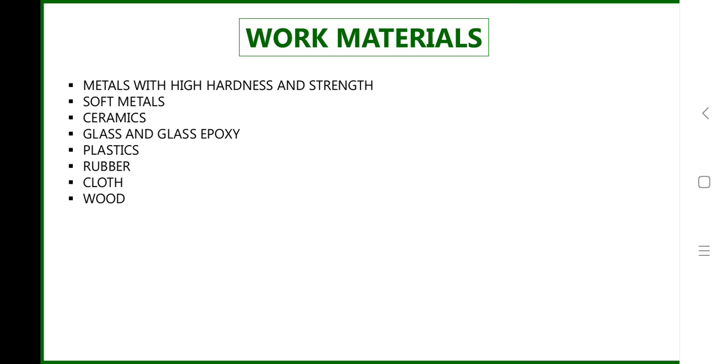Now, which kind of work material can we machine using this LBM? Metals with high hardness and strength we can machine through this LBM. Again, soft metals, ceramics, glass and glass epoxy, plastics, rubber, cloth and wood can also be machined using this LBM.